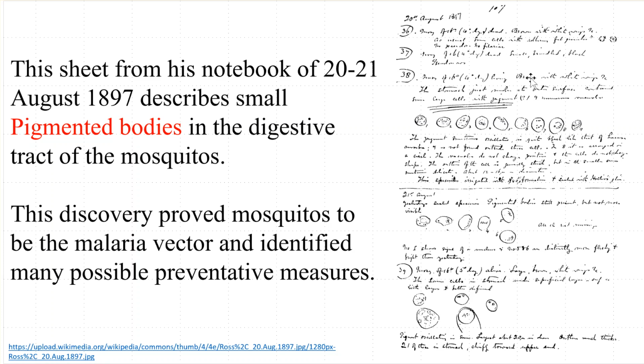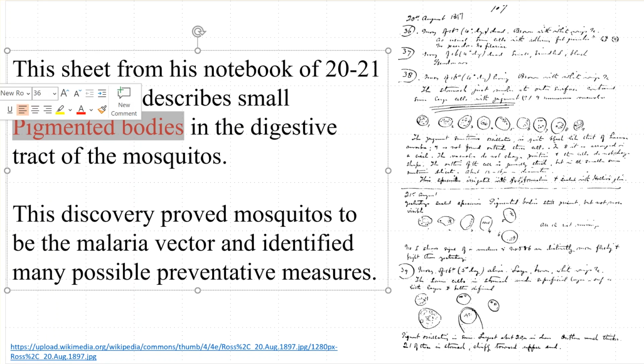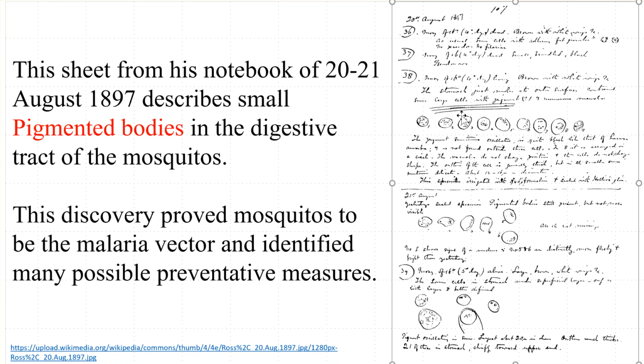So this is a page from his scientific notebook for August the 20th and 21st in 1897, when he described what he saw as pigmented bodies in the gut of the mosquitoes that he dissected. So here are his little hand drawings of the little guts that he saw in the mosquitoes, and these little dots are what he saw as the malaria parasites growing in the gut of the mosquito.